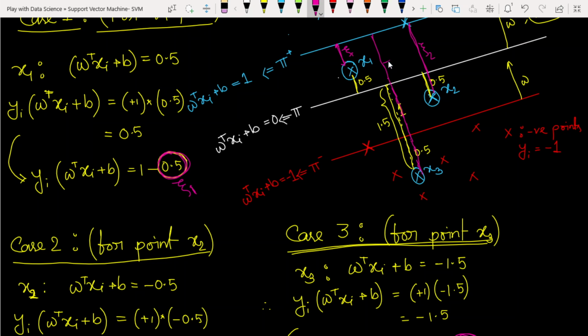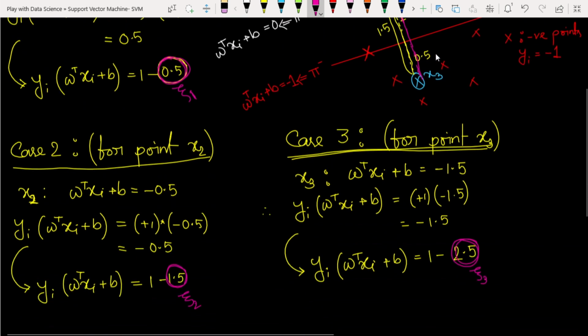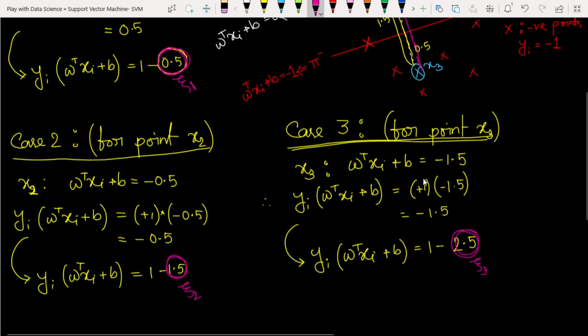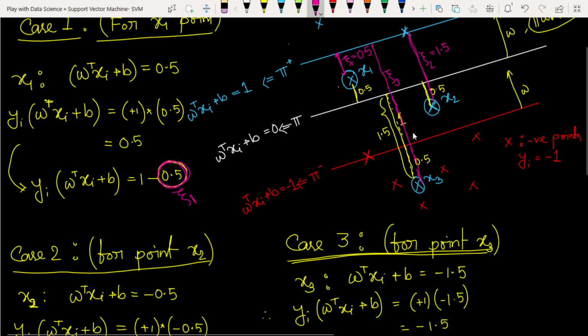is equal to zeta 3. Okay, I am comparing these three things, zeta 1, zeta 2 and zeta 3. So here the zeta 1 value is what? 0.5. Zeta 2 value is what? 1.5. Zeta 3 value is what? 2.5. I think you understand how these values come.